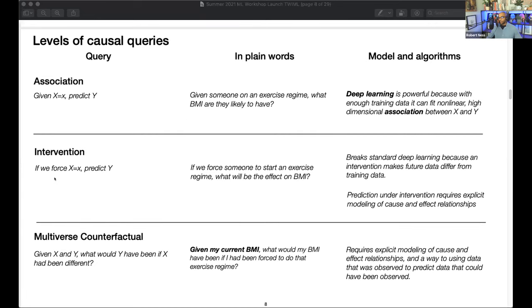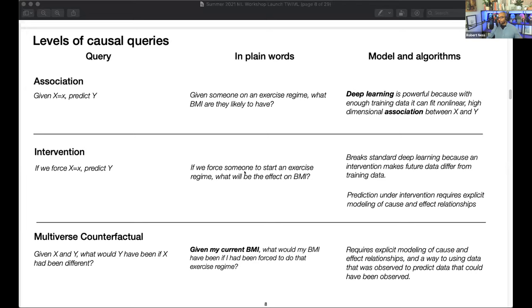The next level up is intervention. Beyond that, we have the multiverse counterfactual. These two levels are what we need causal models to solve, and this level needs a more expressive causal model than what's required at this level. But intervention: if we force X to take a certain value, predict Y. So if I force someone to start an exercise regime, say I run an experiment and assign them an exercise regime, what will the effect be on BMI?